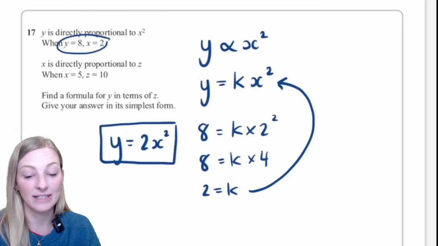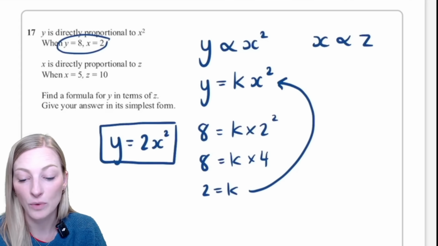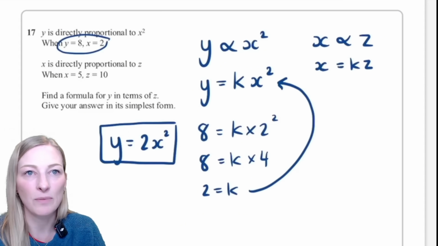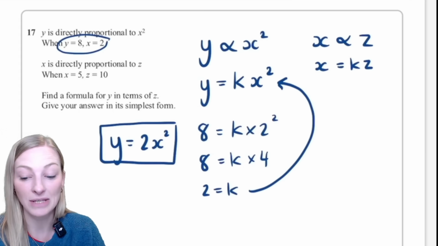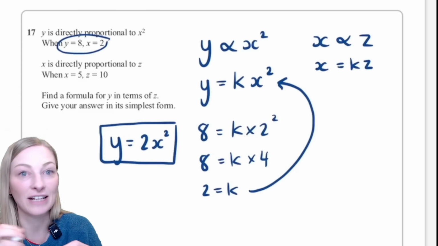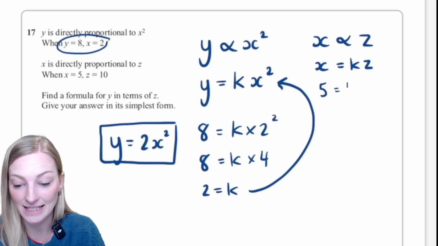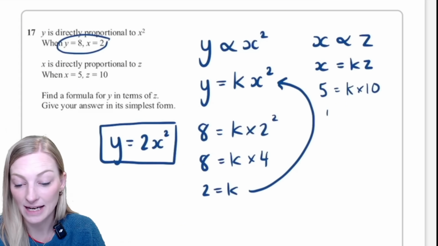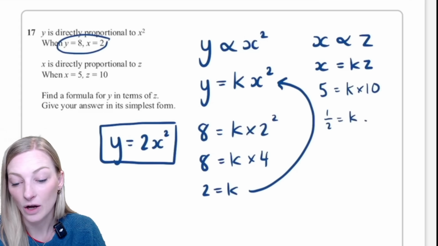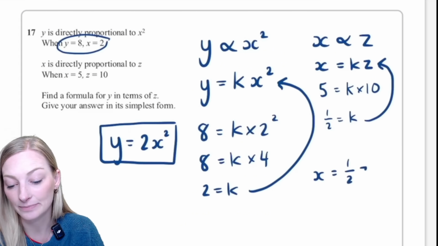Now let's have a look at the second one. x is directly proportional to z. Can't solve equations with fish in them, so x equals kz. Now technically it would be a different k, but as long as you know that, it's okay to use it. Maybe use L, maybe use M, I don't know. But it's a different connecting factor. So I now know that x is 5 when z is 10. And dividing both sides by 10 means that k is a half. Going back to the second thing you wrote, x equals a half z.